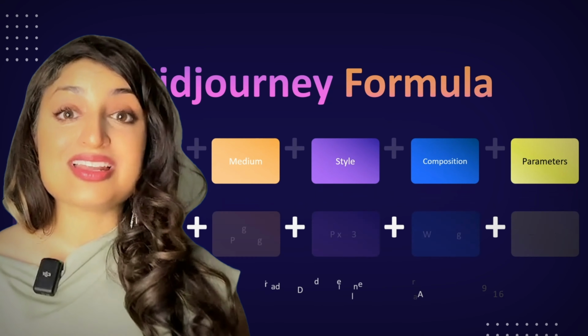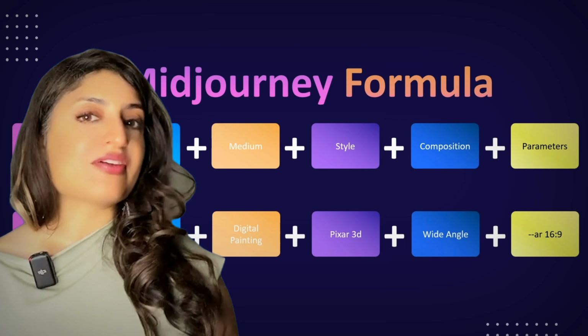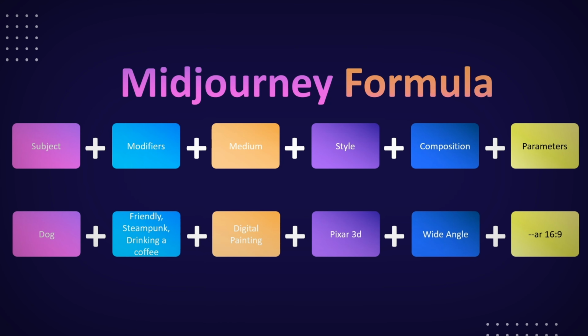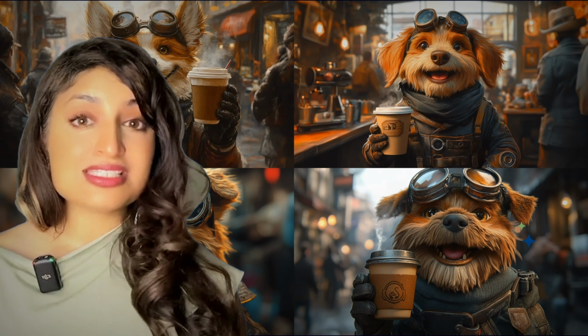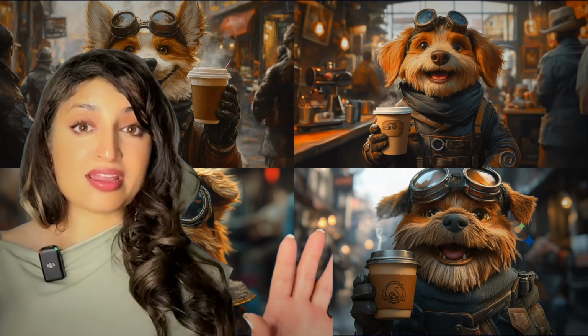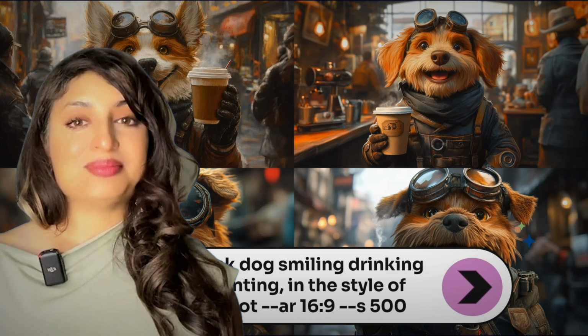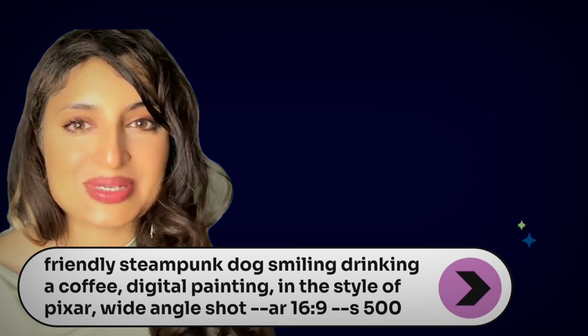All right, now using the same formula, we're going to craft a prompt for another image. We've got a dog, friendly, steampunk, drinking coffee, and then we've got the medium, which is a digital painting. The style is Pixar 3D. The composition is wide angle, and the parameters include --AR space 16:9. Check out the results. This one is my favorite.